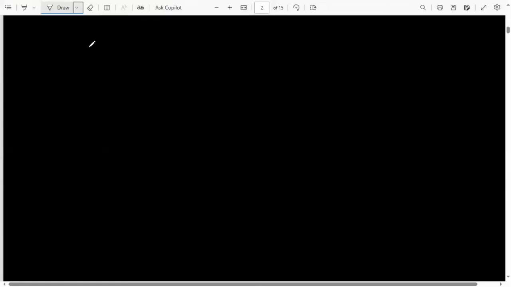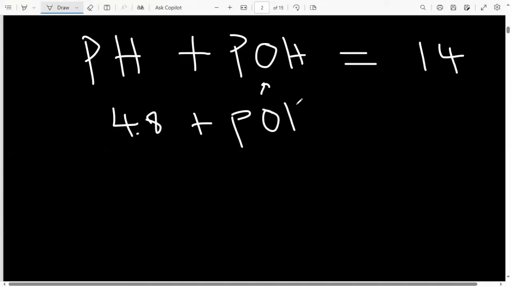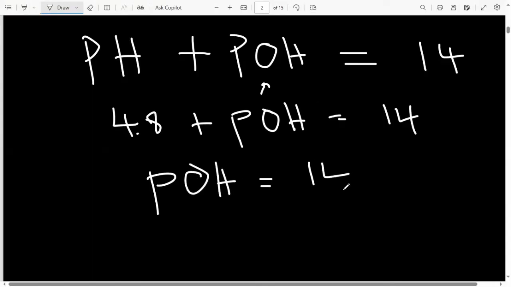We know that the pH plus the pOH should give you 14. So from this, we can find our pOH. The pH we've been given as 4.8, plus pOH is equal to 14. So the pOH will just be equal to 14 minus 4.8.